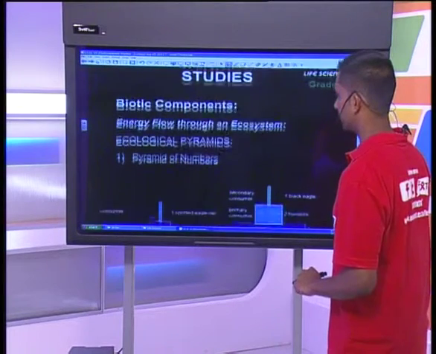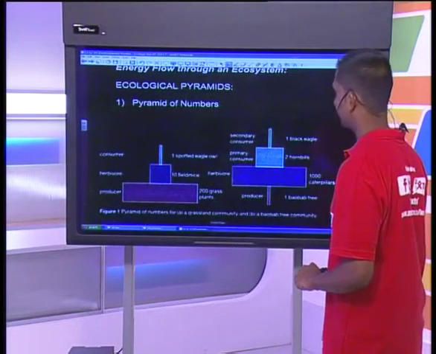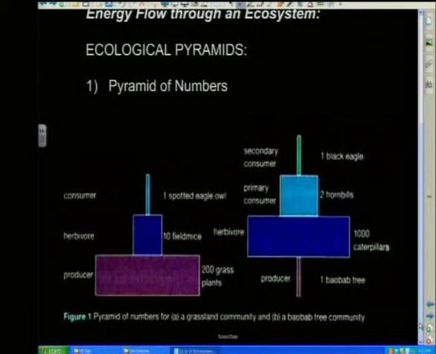Right. So we're still on the pyramid of numbers. Here we see two different types of pyramid of numbers. Here we're looking at a pyramid of numbers of a grassland community. And in this we see we've got producers, again, as on our first trophic level. We've got herbivores in the second trophic level and your consumers in the third trophic level. And let's look at which organisms are occupying the different levels.